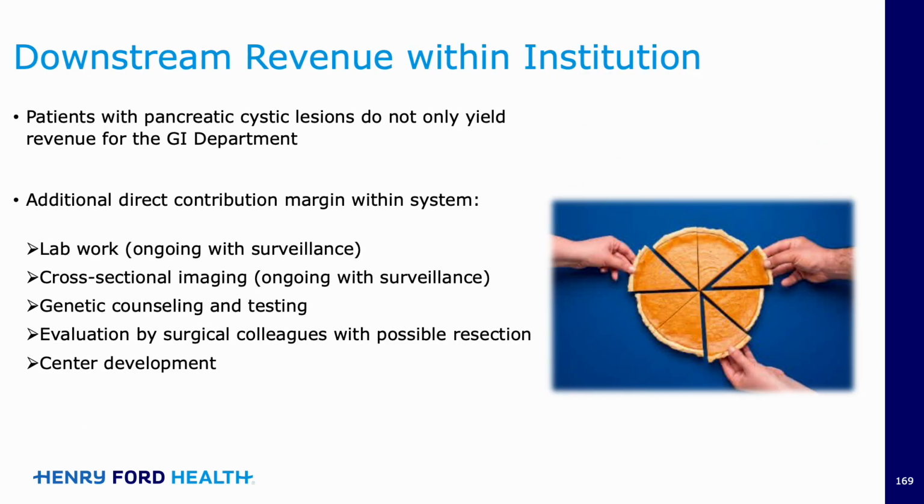Lastly, I wanted to highlight the long-term return on investment and the downstream revenue that can be generated within the institution from these technologies. And I want to emphasize that patients with pancreatic cysts, pancreatic lesions do not only yield revenue for the GI department, but they can also contribute to multiple divisions and specialties within the same health system. Those patients will require, as we saw, ongoing surveillance with lab work and cross-sectional imaging. They may undergo genetic counseling and testing. They will be evaluated by our surgical oncology colleagues and may undergo surgical resection for the high-risk lesions.